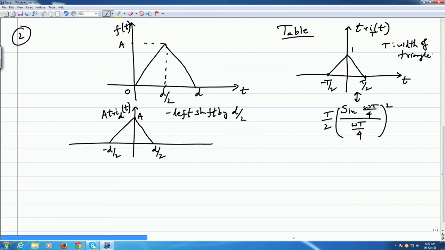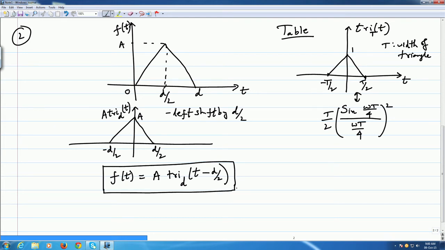Width or base of the triangle. So here the base is small d. That's the difference between these two things. So now how do you write f of t in terms of the triangle? f of t is simply a times triangle d of t delayed by d by 2. So this is a crucial, important relationship. Once you have this relationship, most of your work has been done.